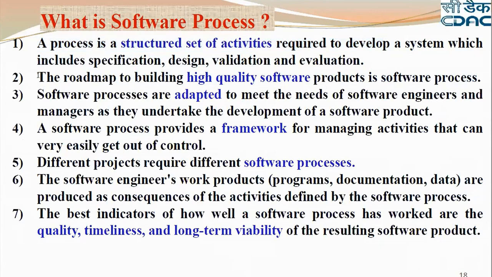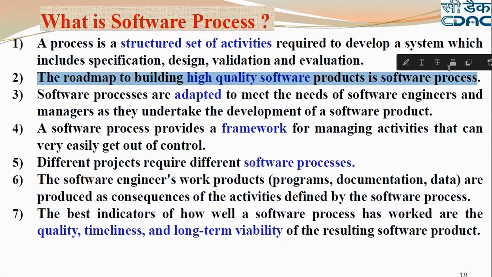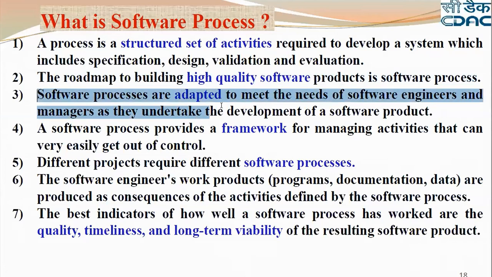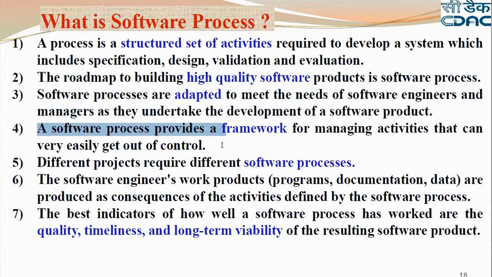The roadmap to build a high quality software product is a software process. In the sense, if you want to develop a project with very high quality, then you have to follow the software process. Process means, which I explained in the very beginning, the 15 steps as applicable to the project, of course. The software processes are adapted to meet the needs of software engineers and managed as they undertake the development of the software product. A software process provides a framework for managing activity that can easily get out of control. If something can go out of your control, there will be a framework for the project development that will be monitored and addressed initially.